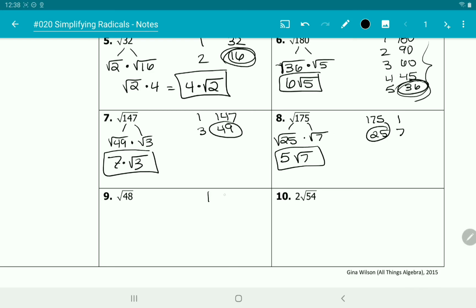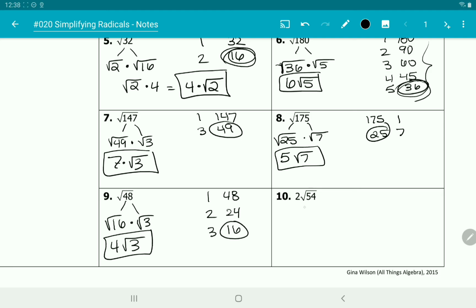48, we have 1 times 48, 2 times 24. Still not a perfect square, but we do have 3 times 16, and 16 is a perfect square. So, square root of 16 times the square root of 3 will give us the square root of 48. Square root of 16 is 4. We still need the square root of 3 there. That's our answer.